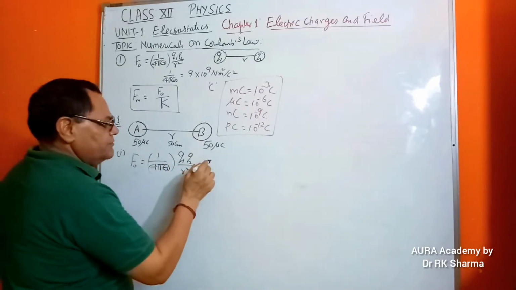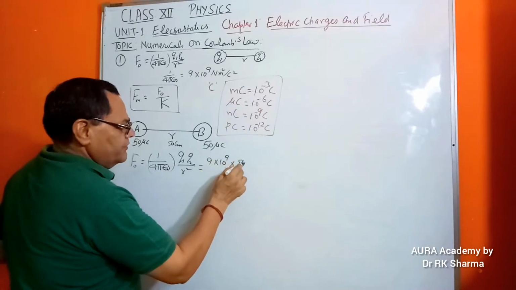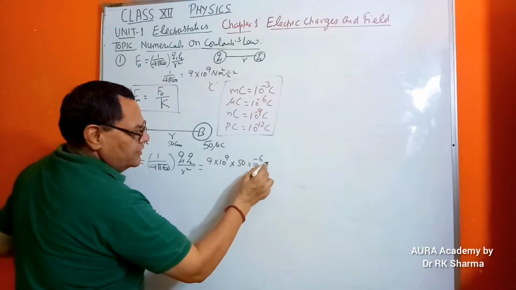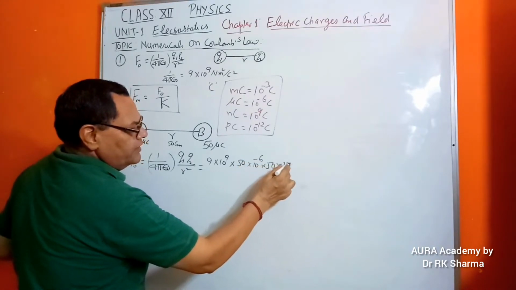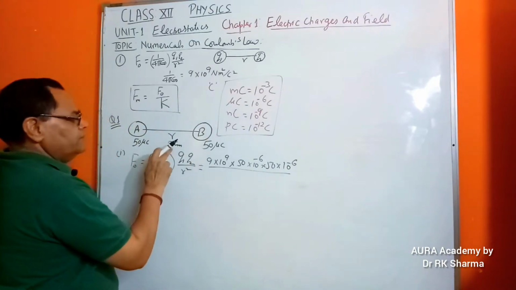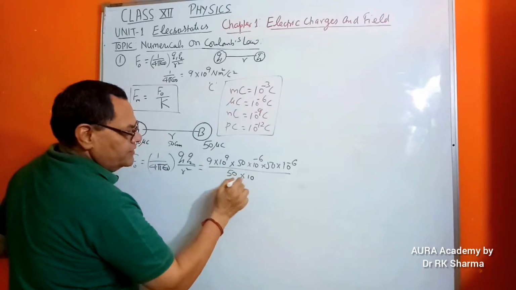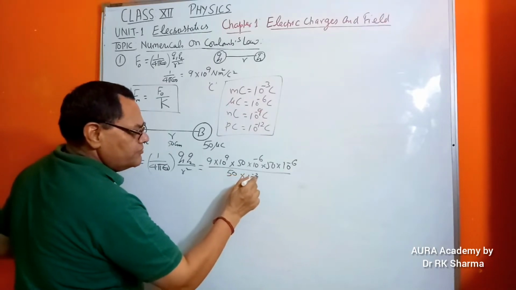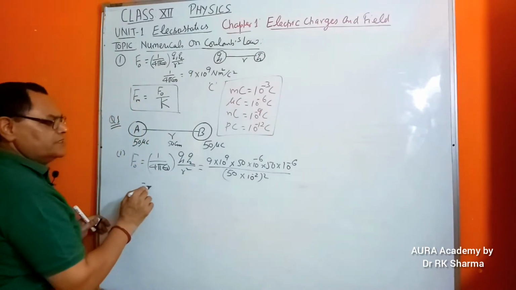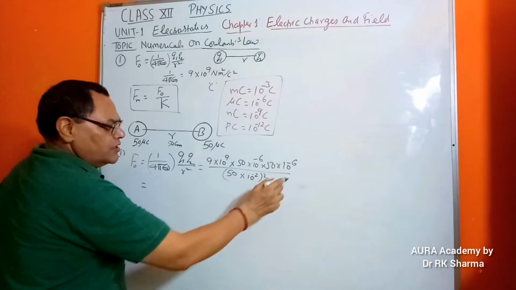This constant has the value 9 into 10 to the power 9. The charges are 50 microcoulomb, and micro means 10 to the power minus 6. The other charge is also 50 into 10 to the power minus 6, upon R square. R is 50 centimeter. As you know, the centimeter can be converted by dividing by 100, that is 10 to the power minus 2, so it becomes meter, and then square. So we will simplify. I think we will not waste too much time on solving this.